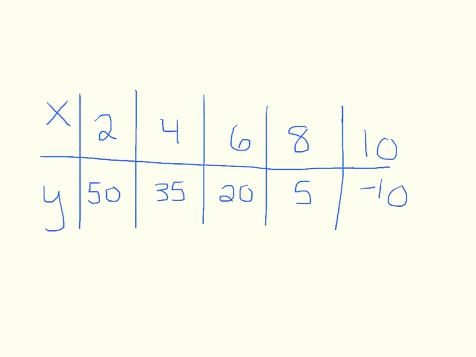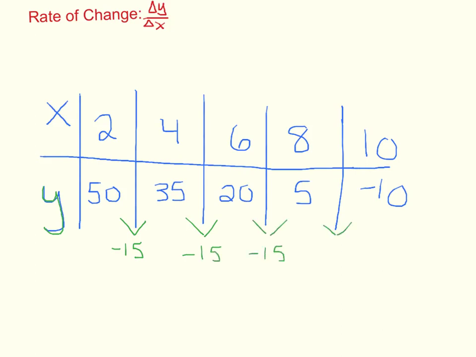So here we have a table of values, x values and y values that create ordered pairs. We need to test, is it linear or not? And the way you do that, you have to test, is the rate of change constant? And remember, to find the rate of change, we have to find the change in our y values divided by the change in our x values. So let's first look at the y values. From 50 to 35, it's going down by 15. From 35 to 20, it's going down by 15. From 20 to 5, down by 15. And 5 to negative 10, it's down by 15.